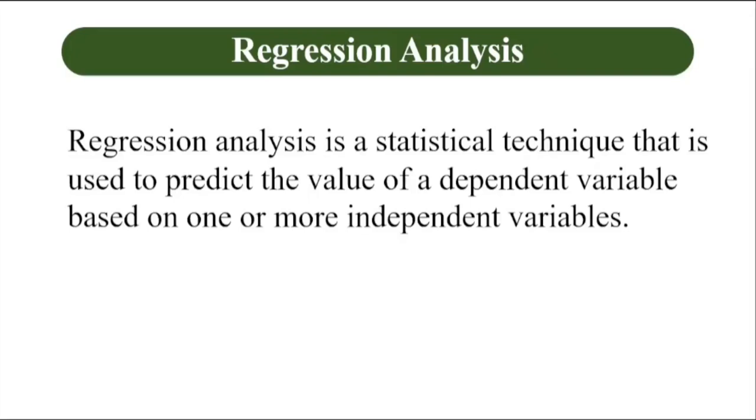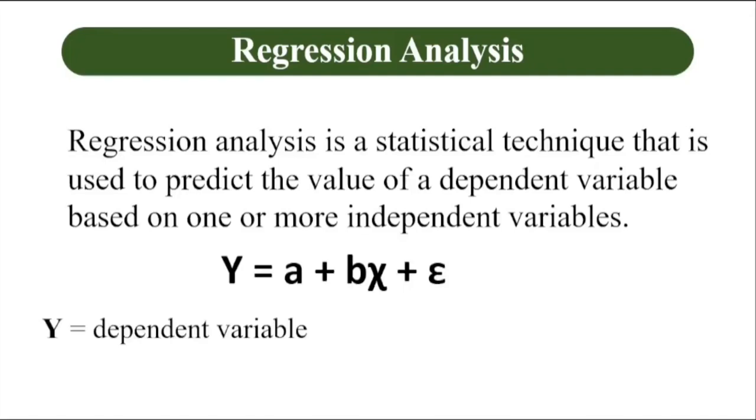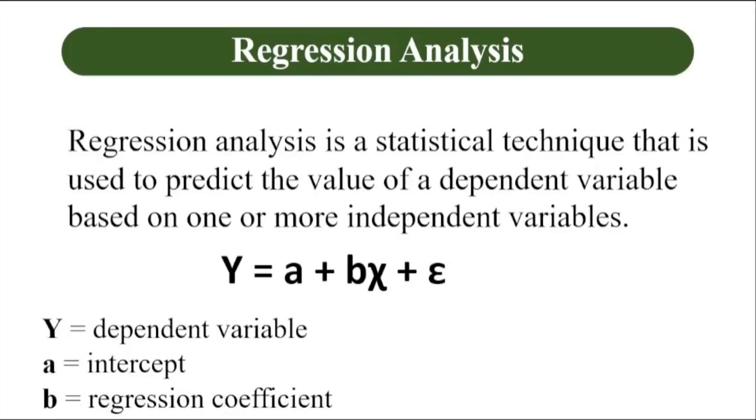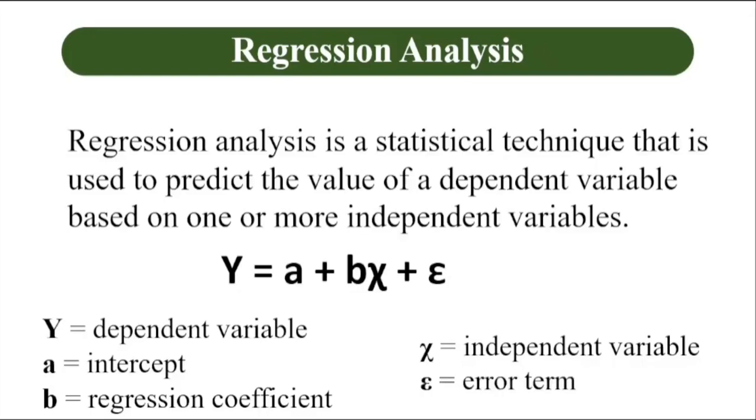In a simple linear regression, the linear equation generally used is this, where y is the dependent variable or the outcome variable, a is the intercept, b is the regression coefficient or the slope, x is the independent variable or the predictor variable, and epsilon, that looks like e, is the error term. In this equation, the key statistic is the regression coefficient, which measures the magnitude and direction of the effect of the independent variable on the dependent variable.